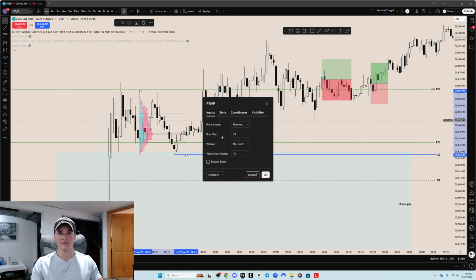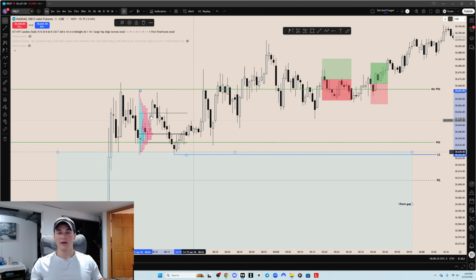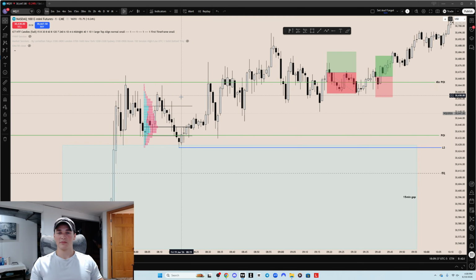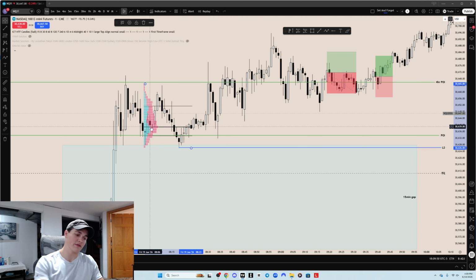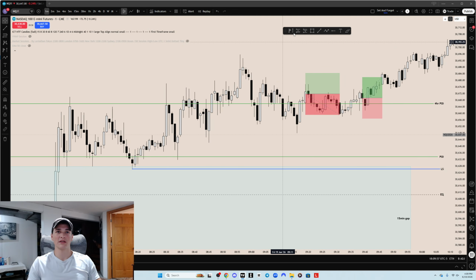So these are the settings: inputs, style. You can pause the video and look at that. All it is, it shows you the high and the low of where the most people exited and entered trades. And then it shows you a point of control, the POC, where the most volume took place, which I don't really use. I just use this as a zone. That's literally all it is.